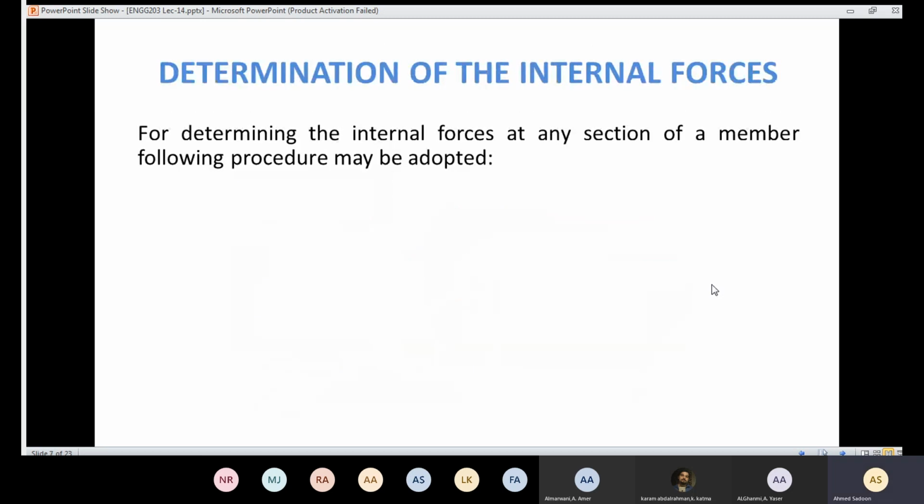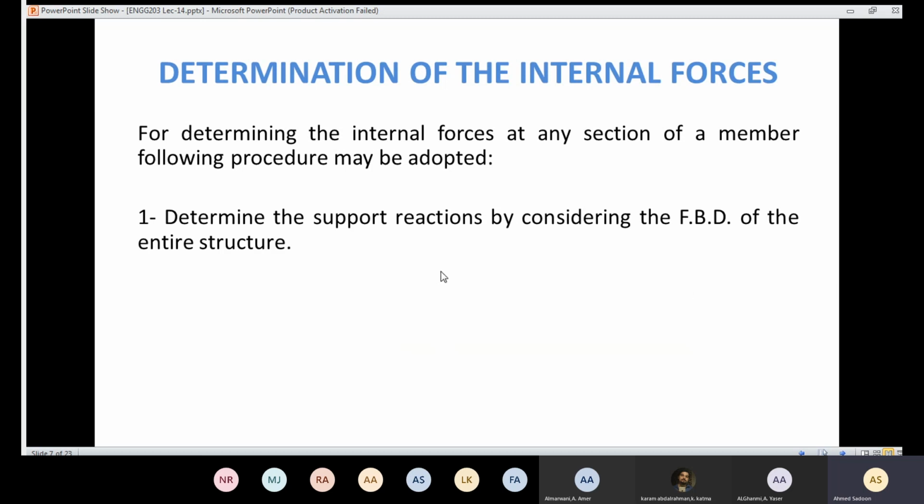So now we need to learn the steps in order to calculate the internal forces. We have 3 steps. The first step, we are going to determine the support reactions. In order to do that, first we need to draw the free body diagram and apply the equations of equilibrium. And we learned how to do that in chapter 5, so I'm going to assume that no one is going to have a problem with step 1.